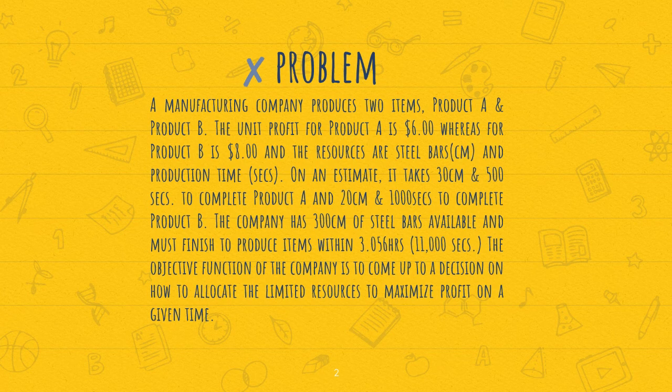On an estimate, it takes 30 centimeters and 500 seconds to complete product A, and 20 centimeters and 1000 seconds to complete product B. The company has 300 centimeters of steel bars available and must finish producing the items within 3.056 hours, or 11,000 seconds. The objective of the company is to decide how to allocate the limited resources to maximize profit in the given time.